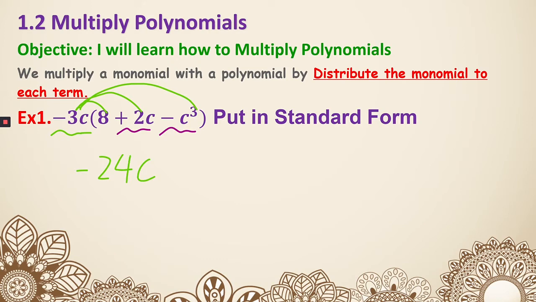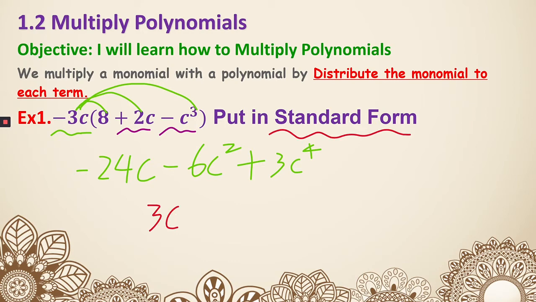-24c. Then we have the -3c times the 2c. That will become -6c squared. Lastly, we have -3c times -c cubed. The negative and negative becomes positive, so that's going to be a plus 3c to the 4th. Finally, the question is asking for standard form. We do need to put the exponent in descending order. So 3c to the 4th in the front, then -6c squared, then -24c.